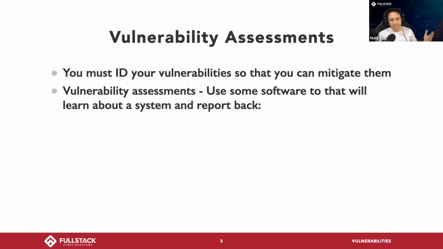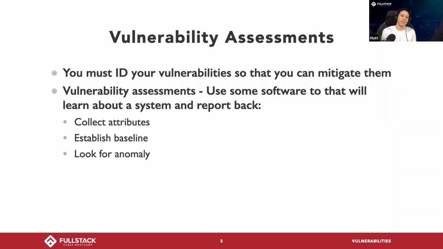So what are vulnerability assessments? We're going to use software, right? Obviously, you're not going to manually look at it to learn about a system, and it's going to report back. Well, what are the things that it's going to report back to us? It's going to tell us about the attributes of that software, right? It's going to give us some kind of baseline to establish what does normal look like. We're going to look for what is not normal, right? If this is what normal is, we've already established a baseline. What are the abnormalities? Because that's usually worth looking at. And then finally, reporting these results to you.